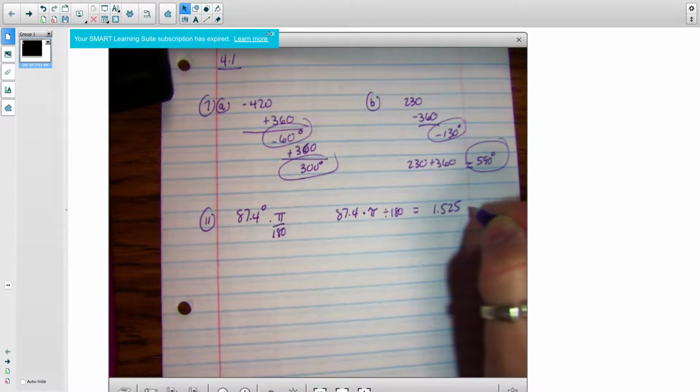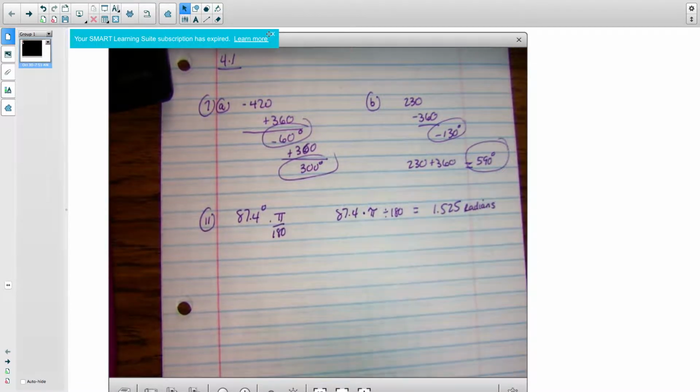1.525. And it says round to 3 decimal places. This one was one where you just had to put it in your calculator and do the math. Any other questions on 10 through 12?